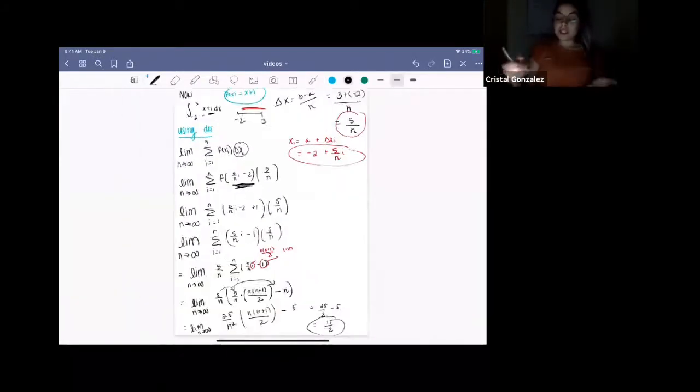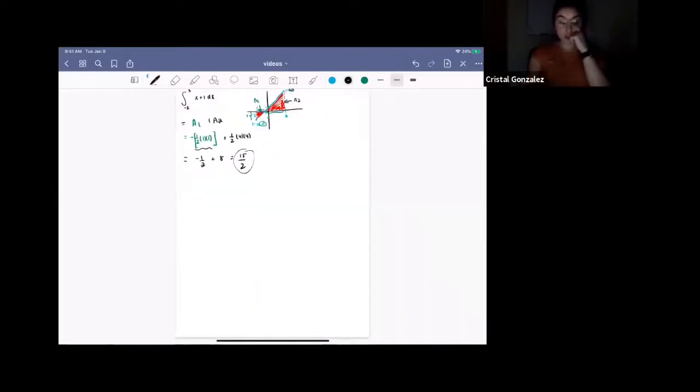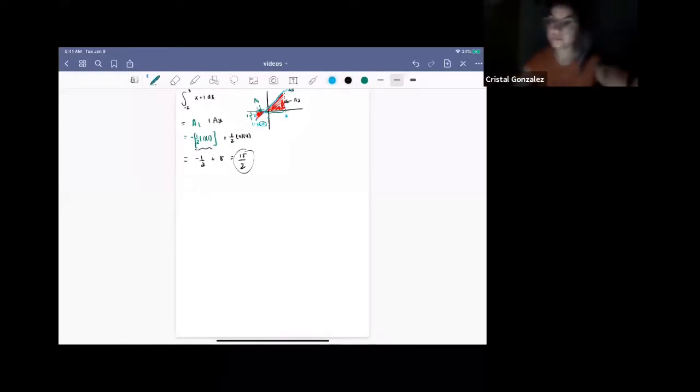So the definition does take up a long time, so just be aware of that. If you have a function where you can do it geometrically, then go ahead and do it geometrically. You don't need to go about it the longer way. This is much shorter.